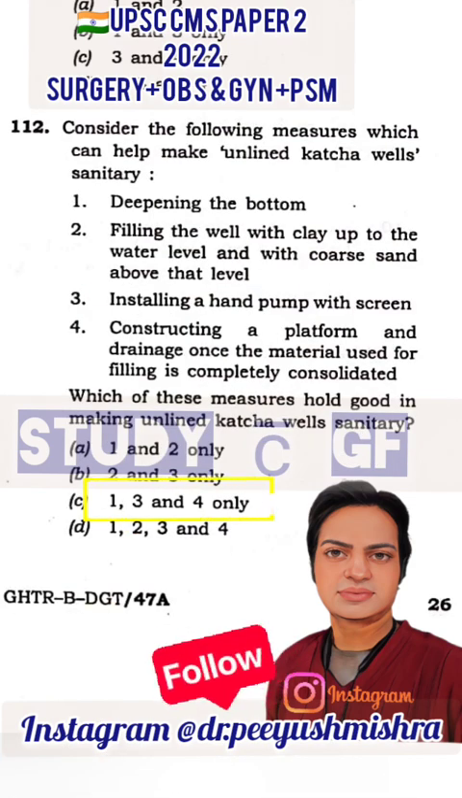Consider the following measures which can help make unlined kacha wells sanitary. Deepening of the bottom, installing a hand pump with screen, construction of a platform, and drainage once the material used for filling is completely consolidated.